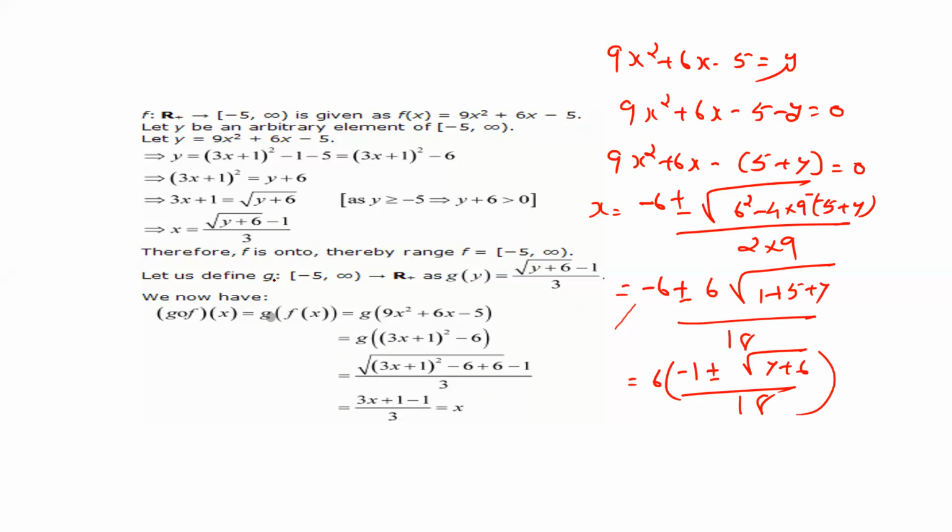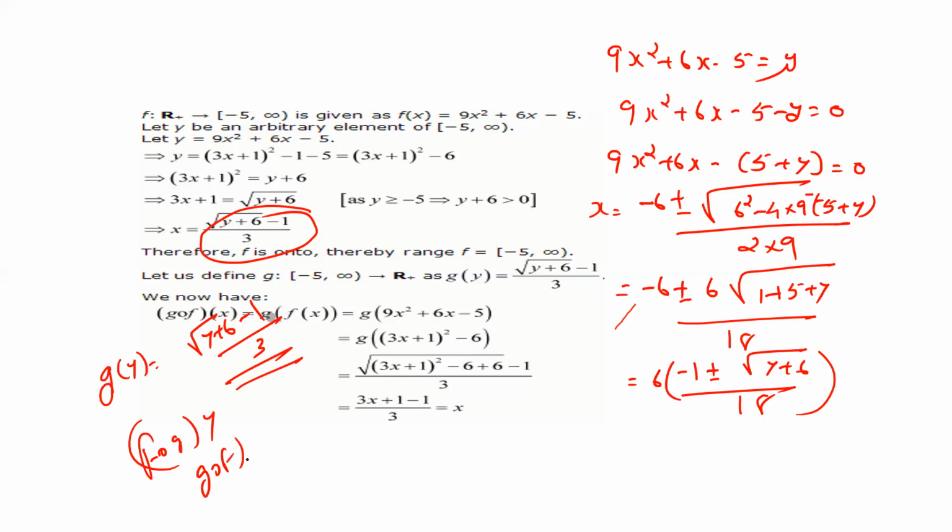So that will be root of y plus 6 minus 1 by 3. This is our x. So x means g of y. So what is our g of y? g of y is equal to root of y plus 6 minus 1 by 3. Okay. Now you find out f composition g of y and g composition f of x. If this comes y, and this comes x, then you can say that the function is invertible and one is the inverse of the other.